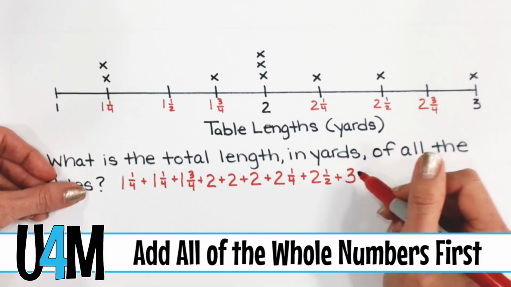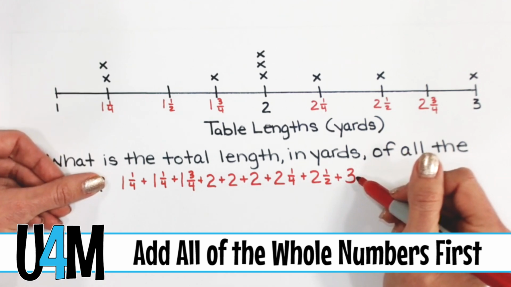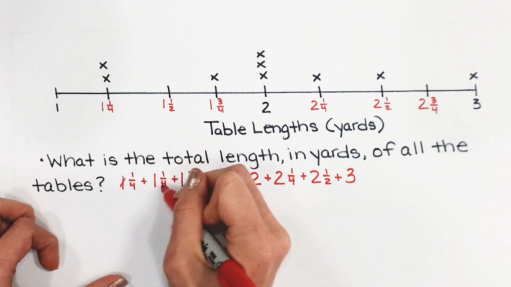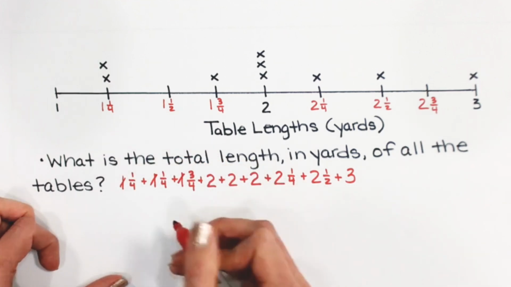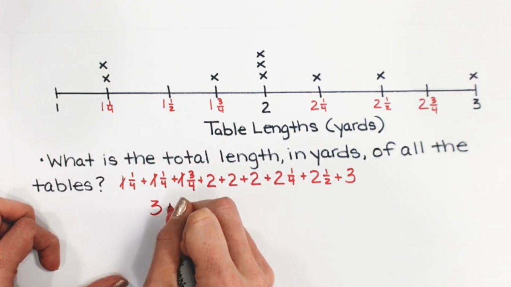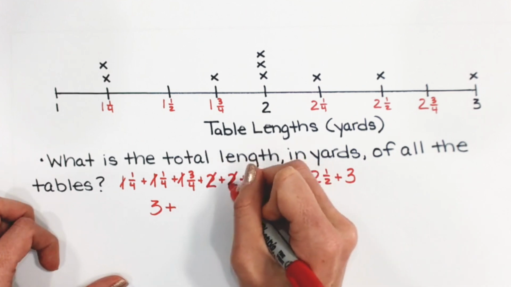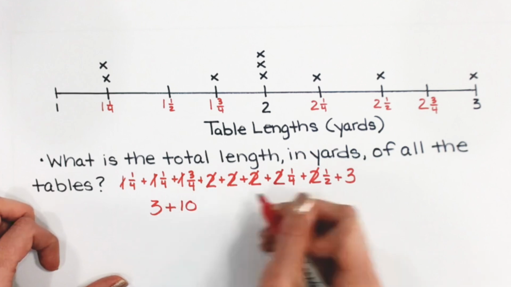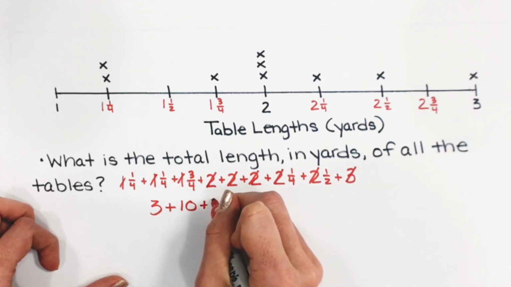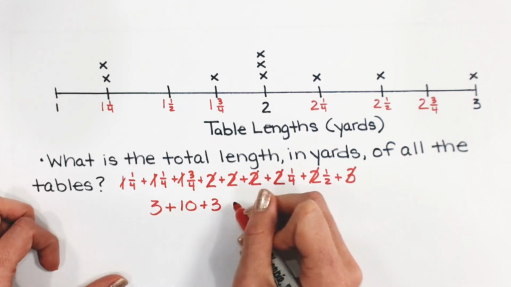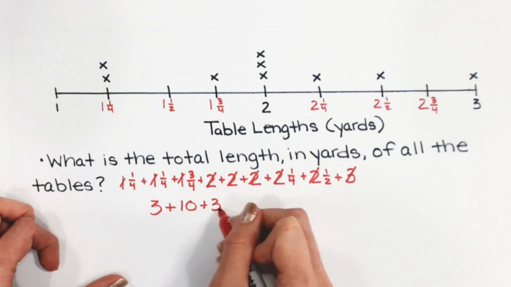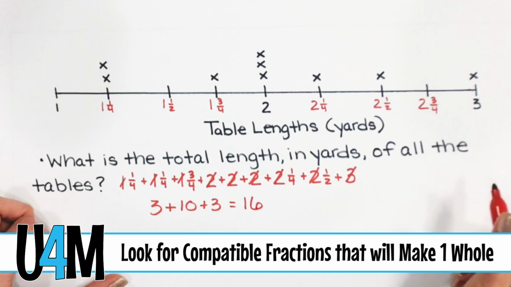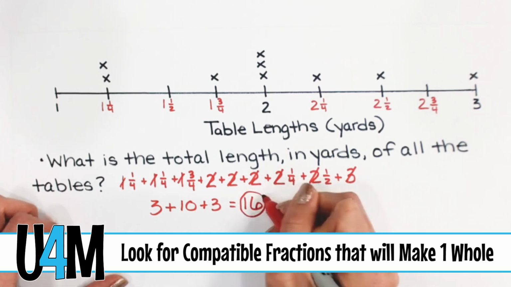I tell students to add up our whole numbers first because they're really easy to add together. So 1 plus 1 plus 1 is 3. Then I have 2, 4, 6, 8, 10, plus 3. So once I've added up all my whole numbers, I know that 3 plus 10 is 13, plus 3 is 16. So now let's look at our fractions.